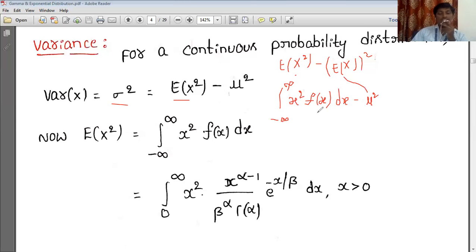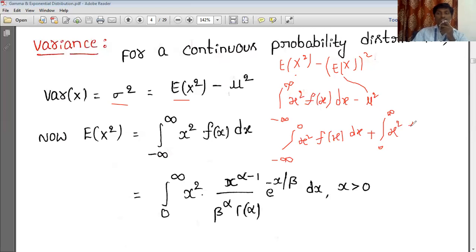Next, same as the previous one, we are splitting into two subintervals. Why? Because of the density function, we have two subintervals. One is the integral from minus infinity to 0 of x square f of x dx, and another subinterval is plus the integral from 0 to infinity of x square f of x dx.